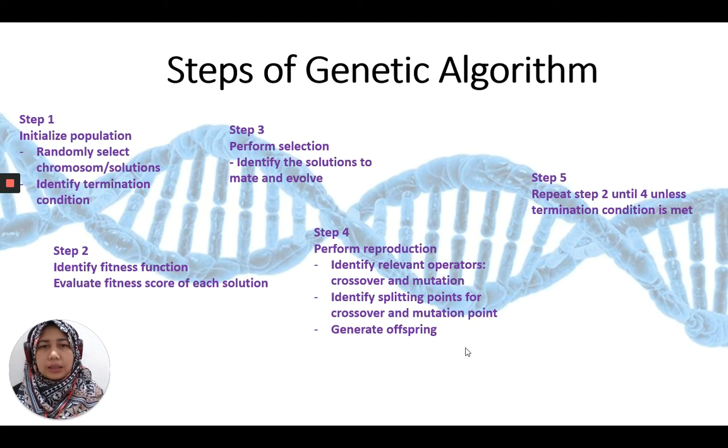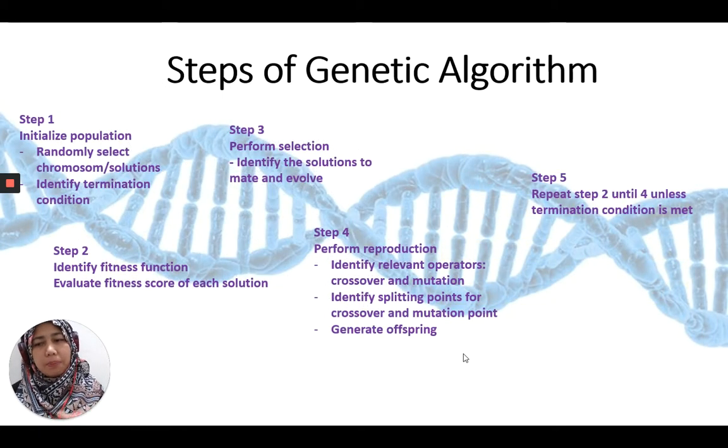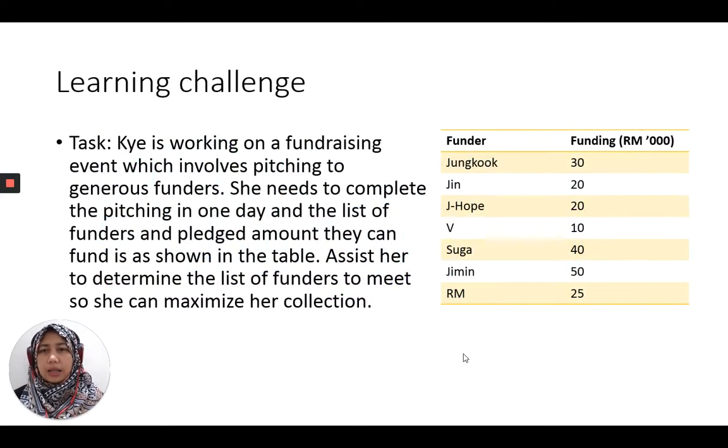This slide repeats to you the steps in the genetic algorithm, and this is actually a repetitive process until the termination condition is met. Examples of termination conditions are when the number of generations is met or the fitness function becomes worsened. I'll utilize two examples to guide you further.